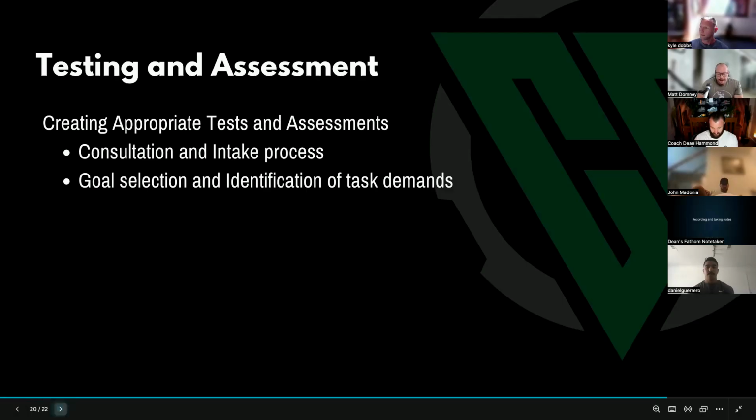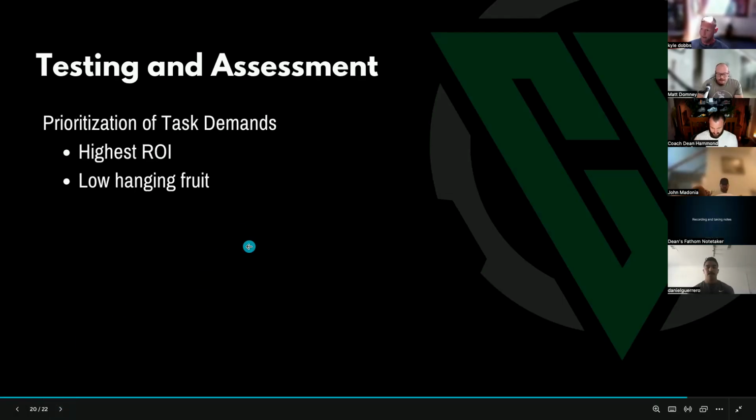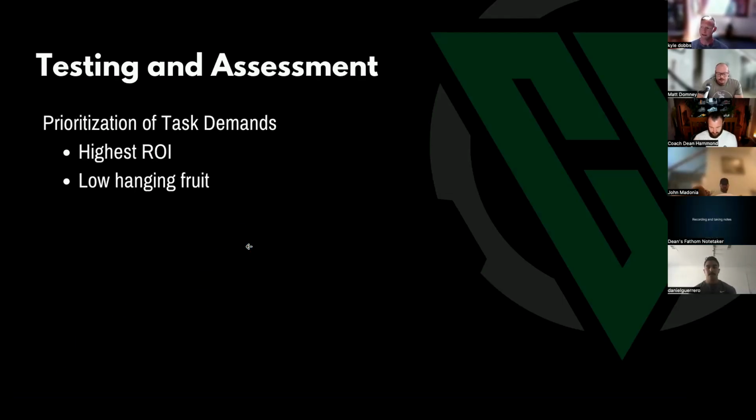And then again, I just kind of said this, but prioritization of task demands, there are two things that I'm typically looking at there. Highest ROI and lowest hanging fruit. So again, what are the things that are going to make the biggest impact, and the biggest impact amongst each other, right?